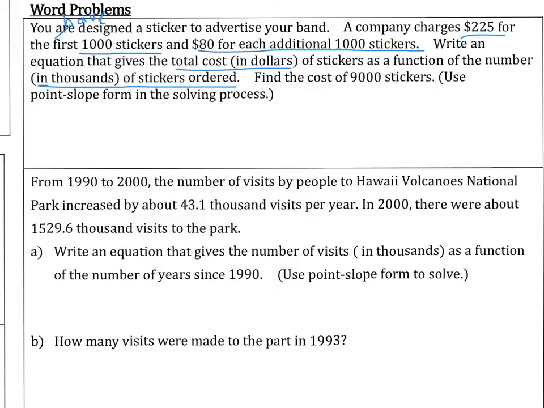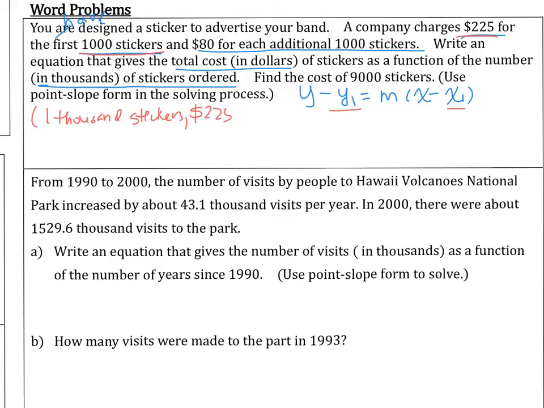Now let me first write the point-slope form. Y minus y1 equals m times x minus x1. Now the word problem has given us many pieces of information in which we could match parts of the point-slope form to. So first of all, it has given us $225 for the first 1,000 stickers. We have been given the point 1,000 stickers. Now the reason why I'm using the word 1,000 is because I don't want to work with so many zeros. And 225. That's our first point.